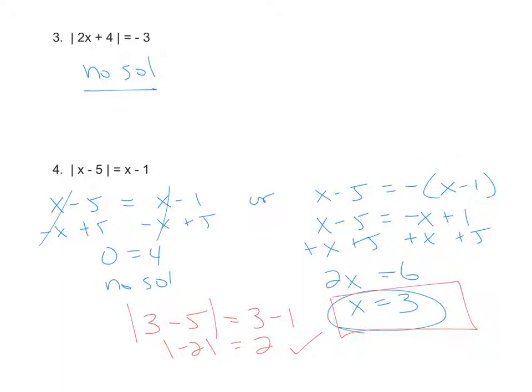So absolute value, the key is that you should, in a lot of cases, actually come up with two solutions. You set what's inside the absolute value equal to a positive number, and then have it equal to the negative. And come up with your two solutions. Make sure you get the absolute value by itself first, and then you go through that process of setting what's inside equal to the positive, and then what's inside equal to the negative.